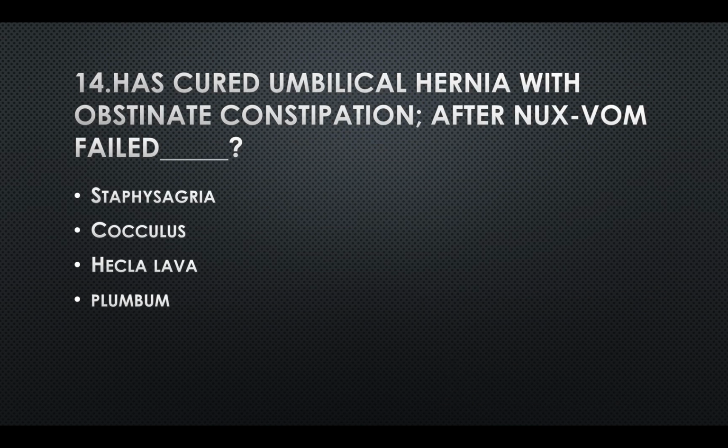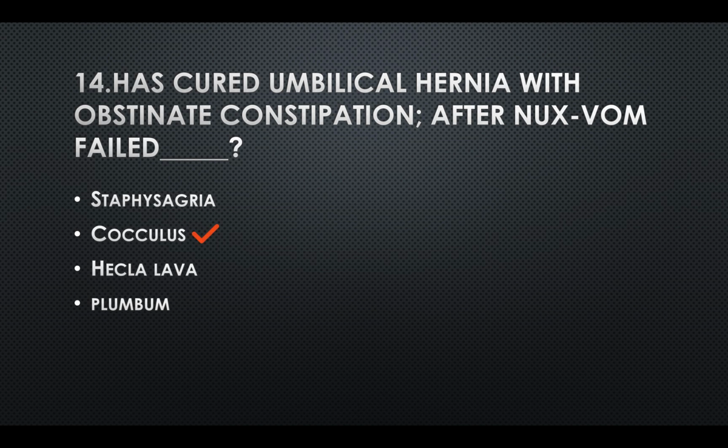Has cured umbilical hernia with obstinate constipation after nux vomica failed: option A staphysagria, option B cocculus, option C hekla lava, option D plumbum met. Answer: option B cocculus.